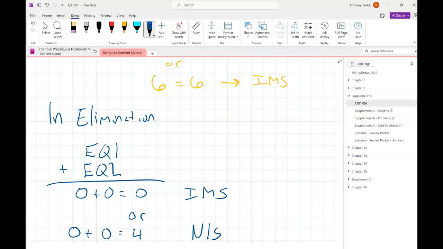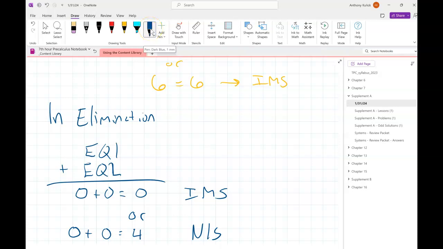So it always occurs after you've tried to eliminate one variable. Oops, I eliminated both variables. That's okay. You just have to look at what's left and see, oh, did I get 0 equals 0 or did I get like 0 equals 10? One is infinitely many, the other is no solution.